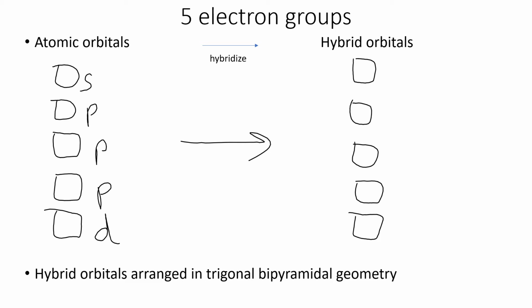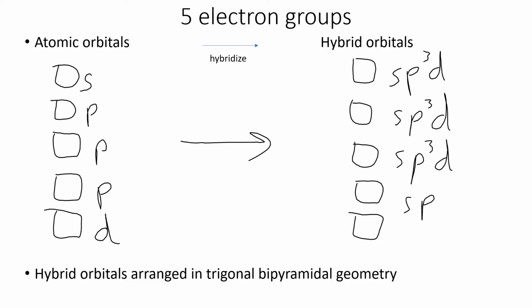The third guideline for these hybrid orbitals: their identity is based upon what atomic orbitals were used to create them. We would call this type of hybrid orbital sp3d hybrid orbitals, or sp3d hybridization. And these sp3d hybrid orbitals, how are they situated in space?